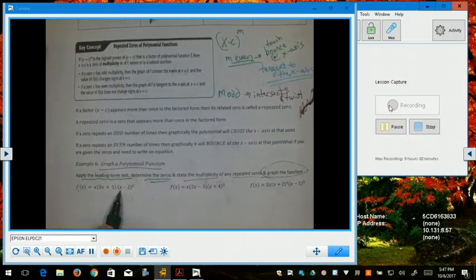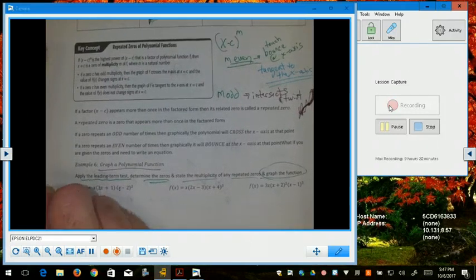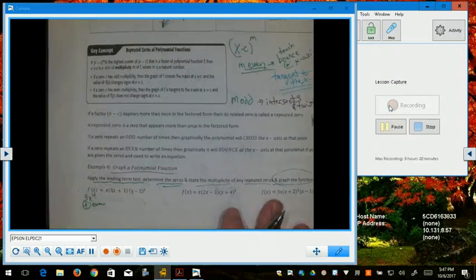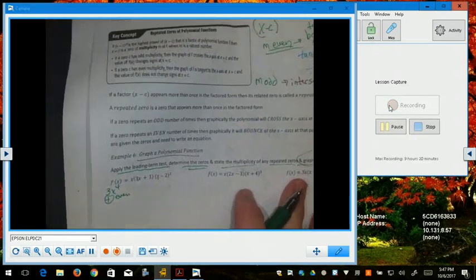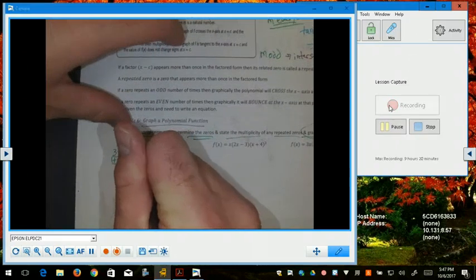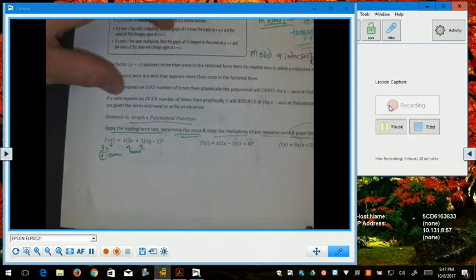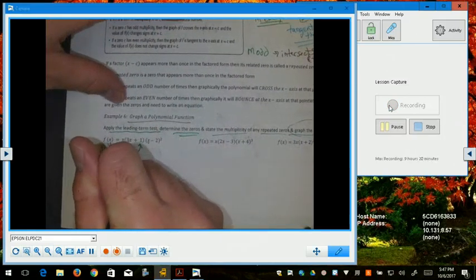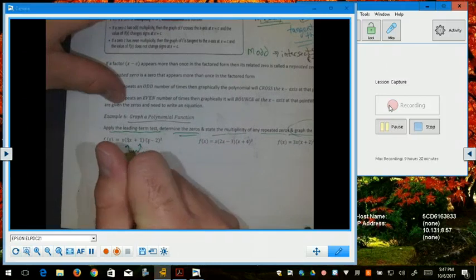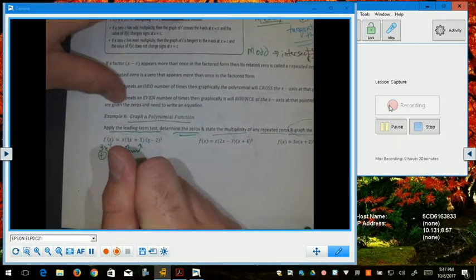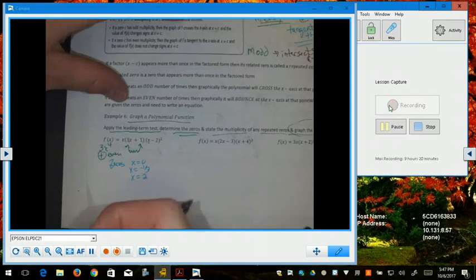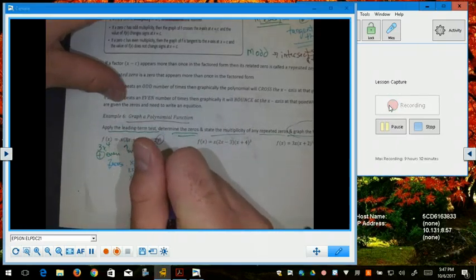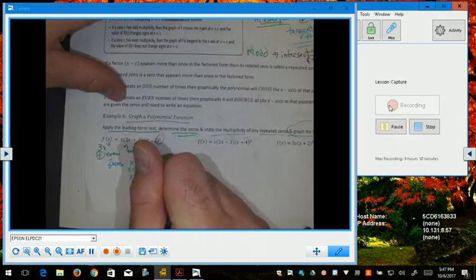So the leading terms test: x squared, 3x cubed, 3x to the 4th. Since it's both positive and even, we know the end behavior of this particular function is going to be like a parabola when we go to sketch our graph. Determine the zeros. Well, lucky for us, it's already in factored form. So my zeros are x equals 0, x equals -1/3, and x equals 2. The x equals 2 has multiplicity of 2. So when I graph this, I'm expecting a point of tangency or a bounce.